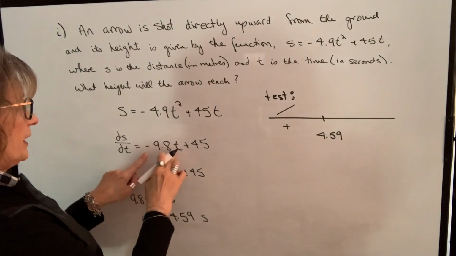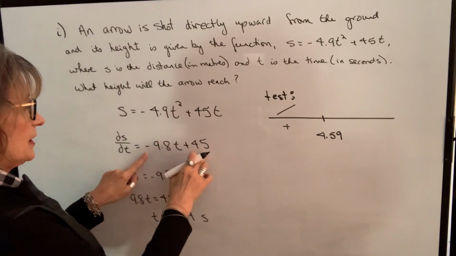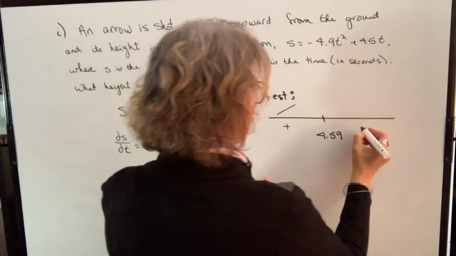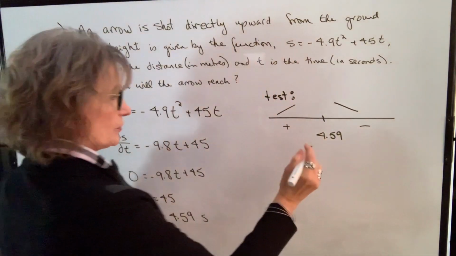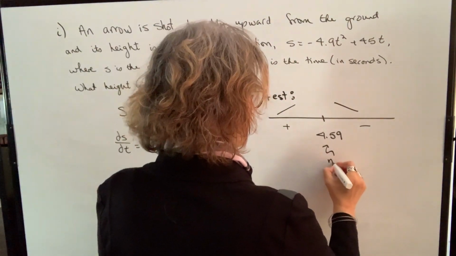So negative 9.8 times 10 is negative 98 plus 45. That's going to be negative. So we know the function is decreasing in that interval. So therefore we know that this is a maximum point.